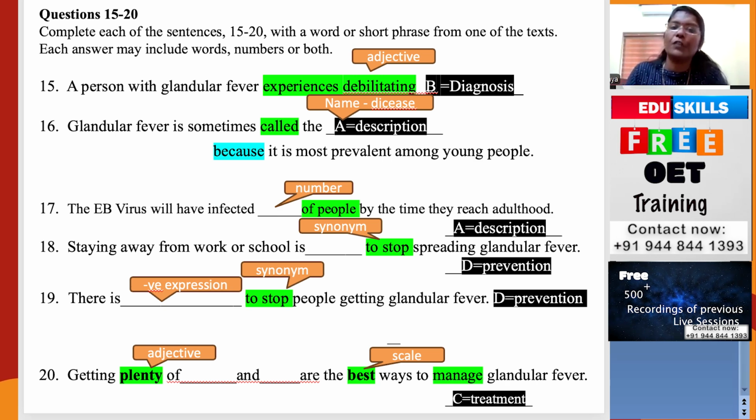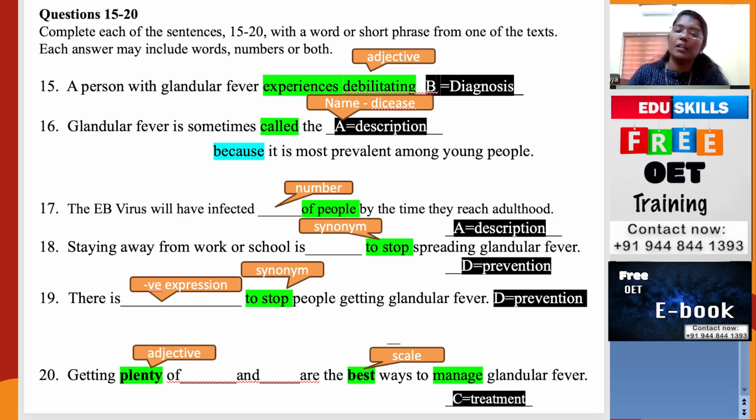Okay, how do we find out the sequence of these texts? First, a description, that is a discussion about glandular fever. Then how we diagnose glandular fever. Then next is the treatment, based on the diagnosis. Next is the prevention. Then next is text A.